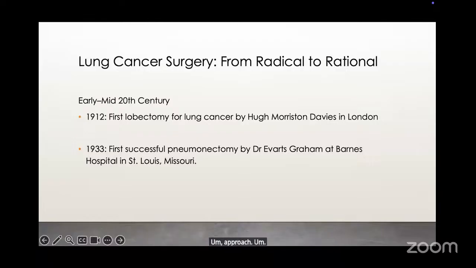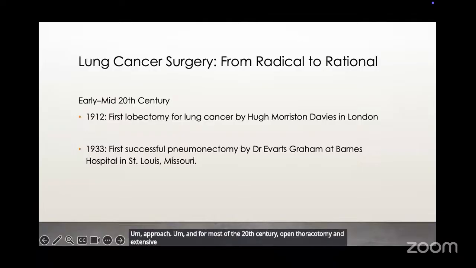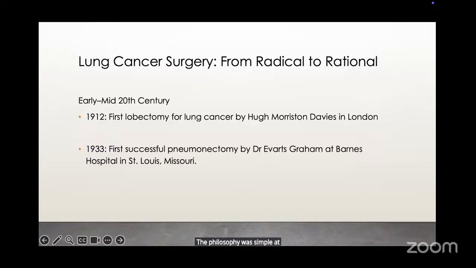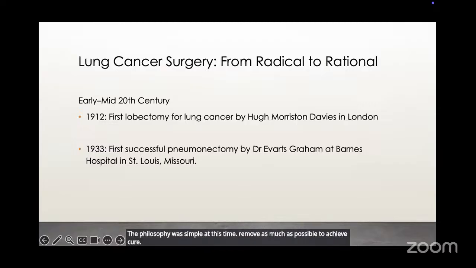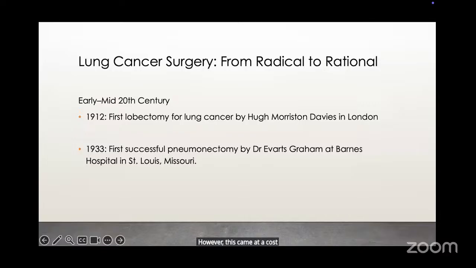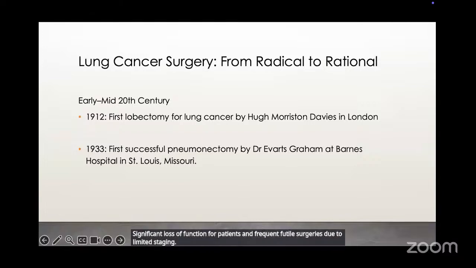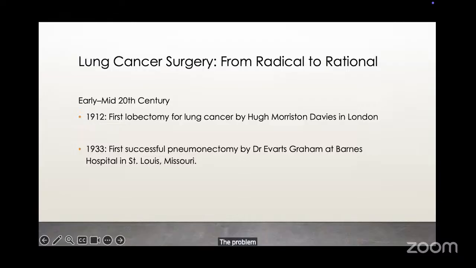Now, at this time, lung cancer surgery began as what you would call a radical approach. For most of the 20th century, open thoracotomy and extensive resections dominated the practice. The philosophy was simple at this time: remove as much as possible to achieve cure. However, this came at a cost, with high perioperative mortality, significant loss of function for patients, and frequent futile surgeries due to limited staging. The problem wasn't surgical ambition, but a lack of biological and anatomical precision.